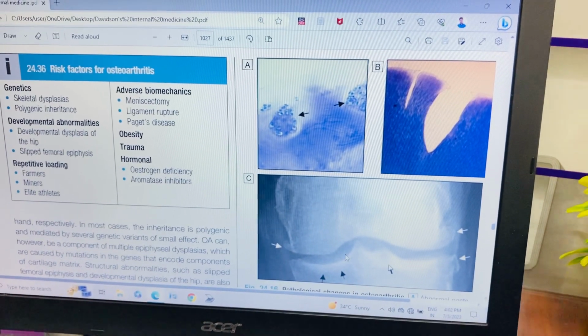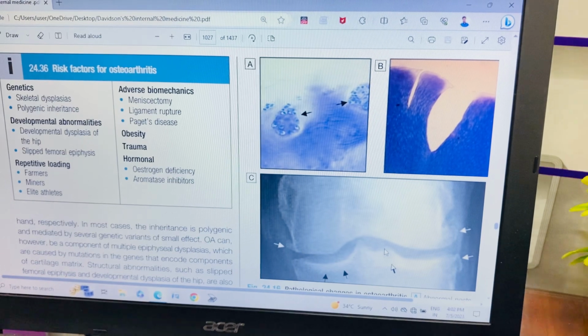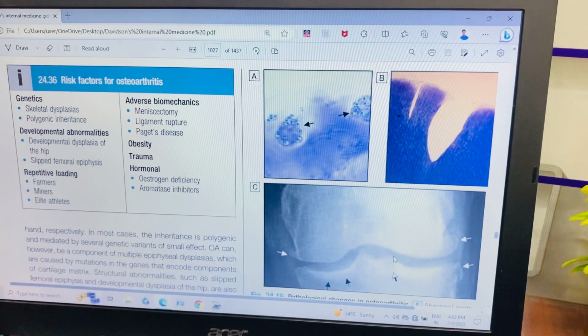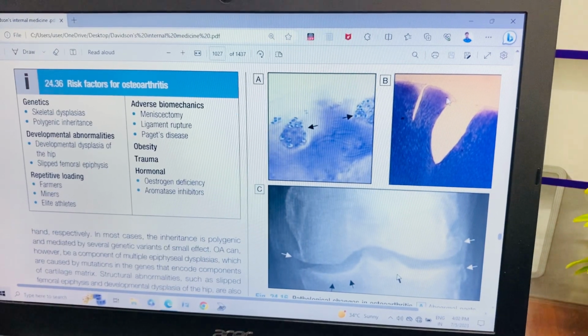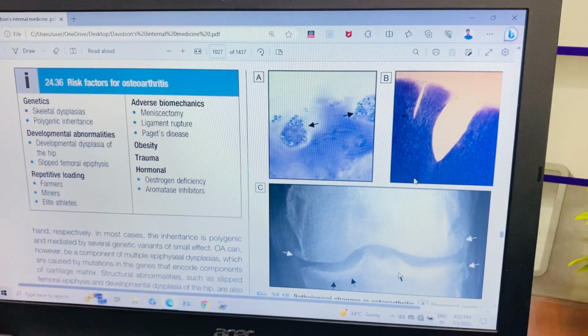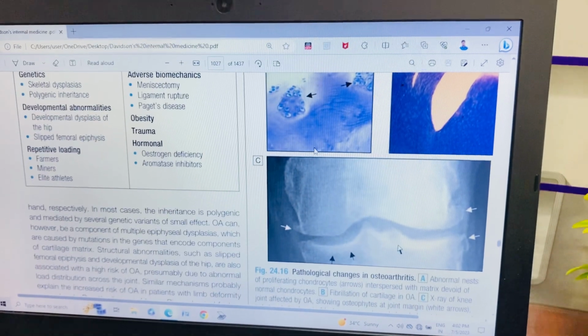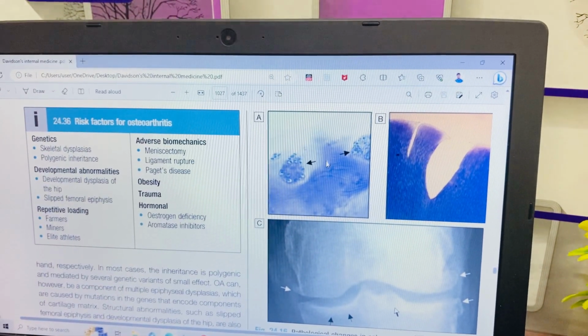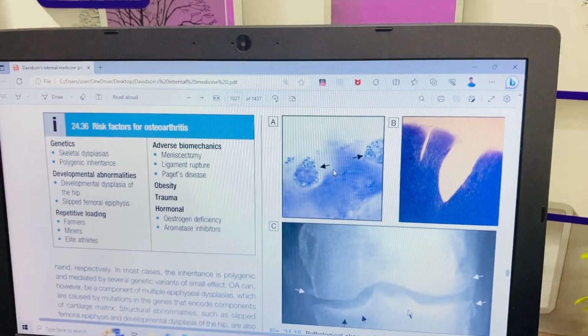This is a peculiar X-ray picture of osteoarthritis, and there is also an abnormal proliferation formation. This is the pathophysiology of osteoarthritis.